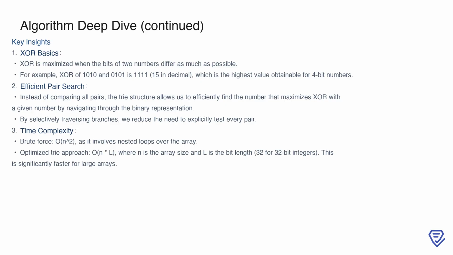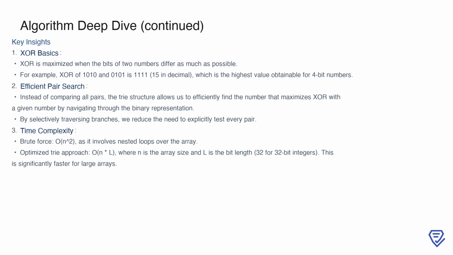First, XOR achieves its maximum value when the bits of two numbers differ as much as possible. For instance, the XOR of 1010 and 0101 is 1111, which is the highest value obtainable for 4-bit numbers. This principle guides our traversal of the tree, where we aim to choose the opposite branch for each bit whenever possible. Next, instead of testing every pair of numbers explicitly, the tree structure allows us to efficiently find the best possible pair for a given number. By navigating through the binary representation, we avoid the inefficiencies of the brute force method.